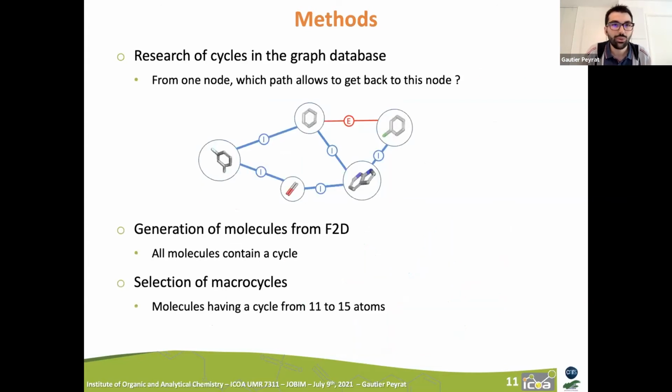And how could I find the macrocycle? It is done just by following a path in the graph that will go from one node to other nodes and return back to the first node. This will give us only molecules containing cycles. And we selected the macrocycles having at least 11 atoms and at most 15 atoms.